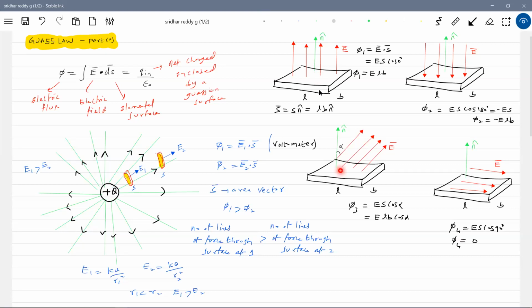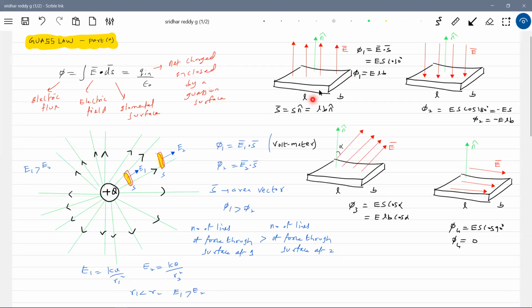Now, which flux will be more, phi1 or phi2? Definitely phi1, because here E bar is at an angle. So the number of lines of force passing through will decrease here. So the flux will be decreasing. Like this for an open surface. Now you can ask questions.